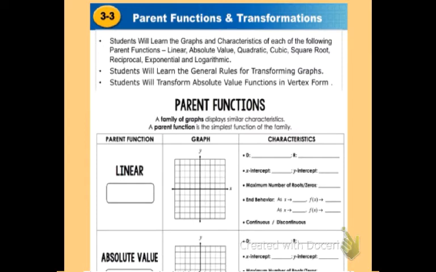And the parent function for the linear family is y is equal to x, or f of x equals x. And if we were to, say, make a table of values to graph this, and we just picked x values like -3, -2, -1, 0, 1, and 2, no matter what the x coordinates were, the y coordinates would be identical. So we'd have this series of ordered pairs that were duplicates, x and y always the same.